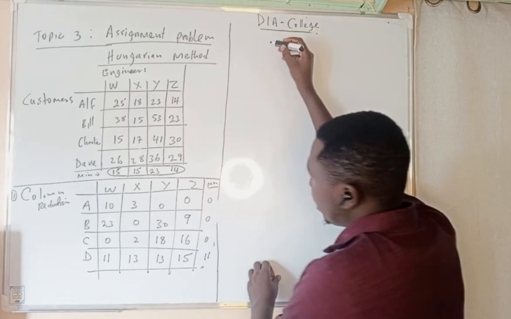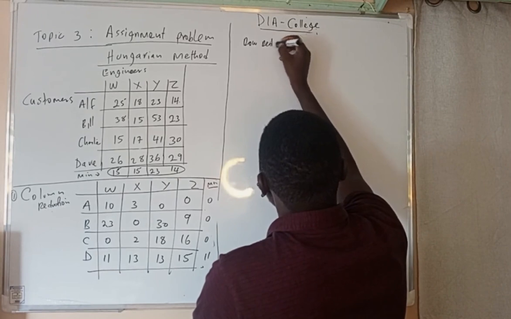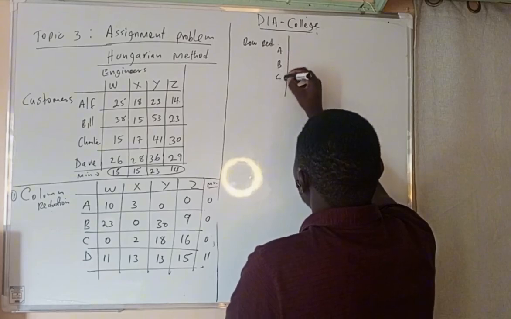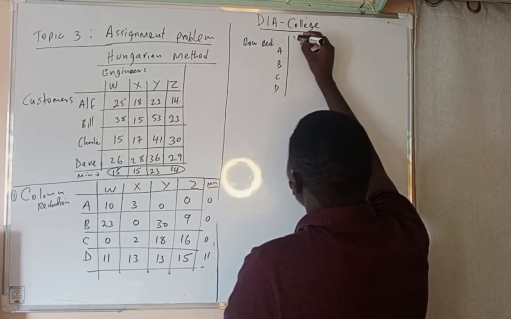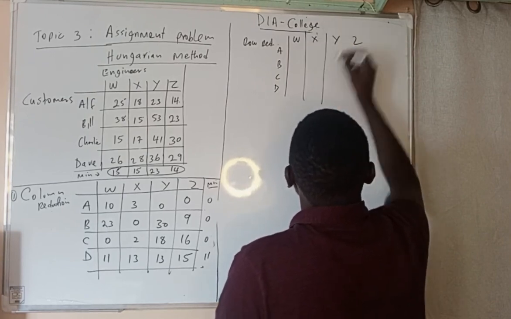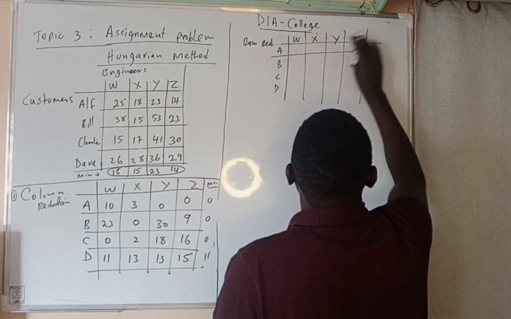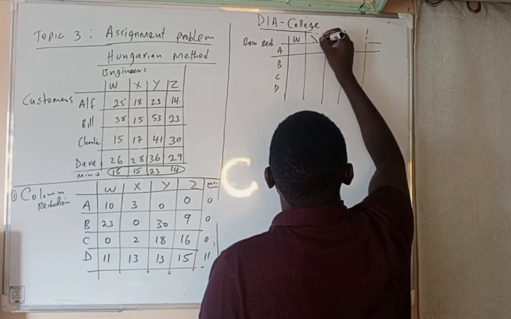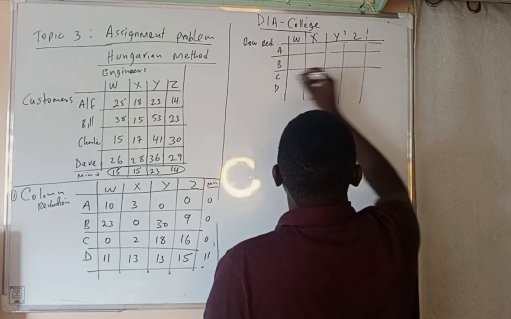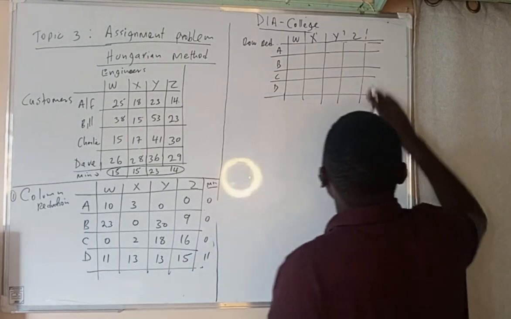Alright, so I'll draw another matrix here. I'll perform row reduction, so I have another matrix. So I have my customers A, B, C, and D. Then I have the engineers W, X, Y, and Z. So my new matrix will be like this. Alright, so I'm trying to draw a better one. After doing that, now I have my new matrix in place.